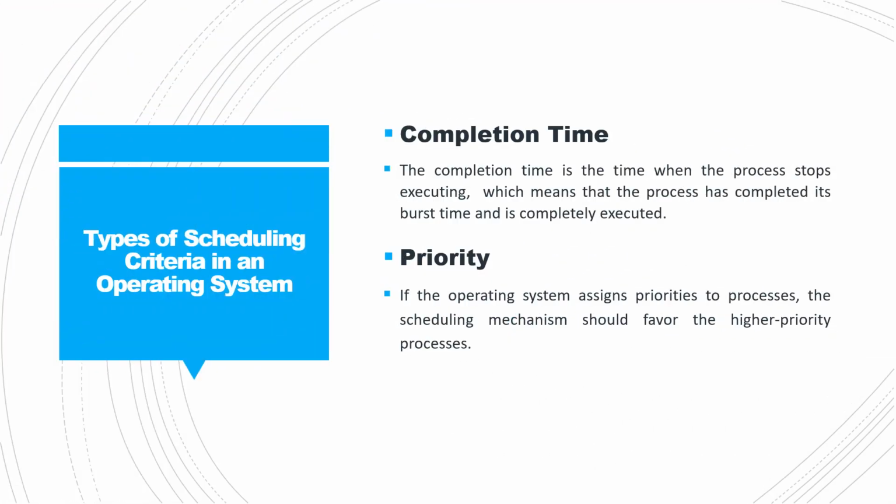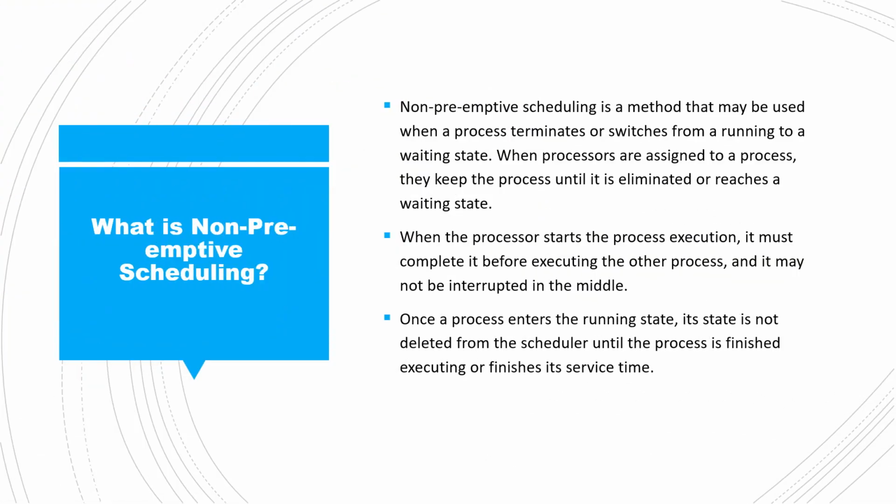Okay. Then completion time. Completion time is the time when a process stops executing, which means that the process has completed its burst time and is completely executed. And priority. If the operating system assigns priorities to the processes, the scheduling mechanism should favor the higher priority process. This is called priority.